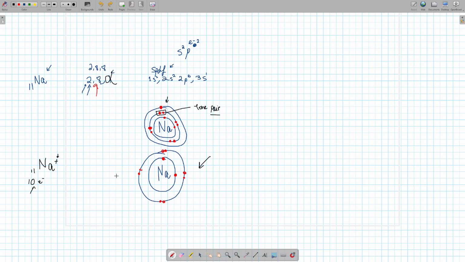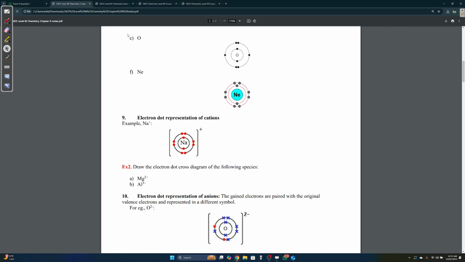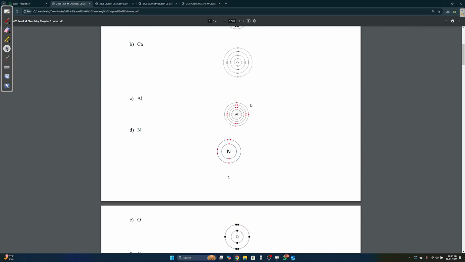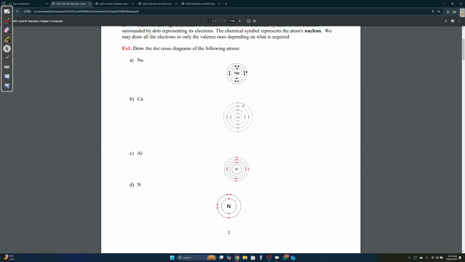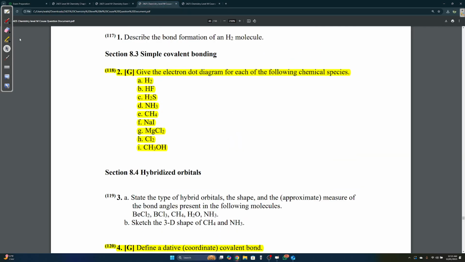So what do you have to do to show that this is an Na plus? You put a bracket around it and you just put plus. That's it, okay? If you want more information, you can go and read the notes, which I definitely advise you to do. Let's start, okay? No, let me do bonding first.